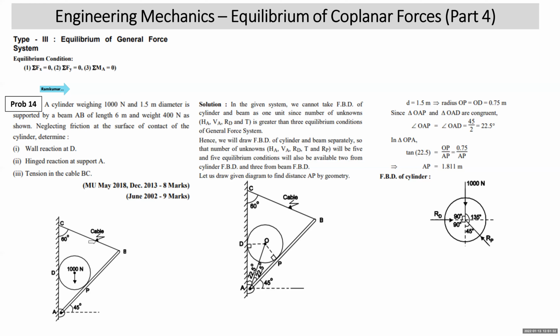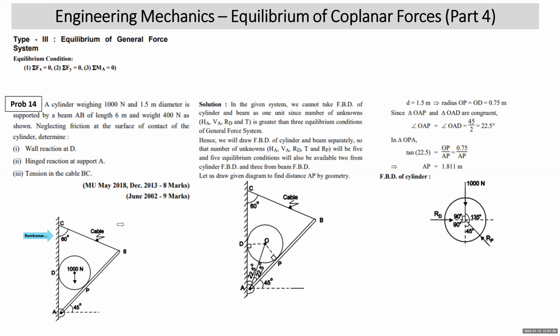Now, this is the diagram given to us. You have a beam which is hinged at A and it is supported by a cable at B, which is connected to the wall at C. This angle is given as 60 degrees. This beam is also supporting a cylinder of weight 1000 Newton and diameter 1.5 meter. The cylinder is in contact with the beam at P and it is in contact with the wall at D. That means at D also, at P also, there will be normal reactions.